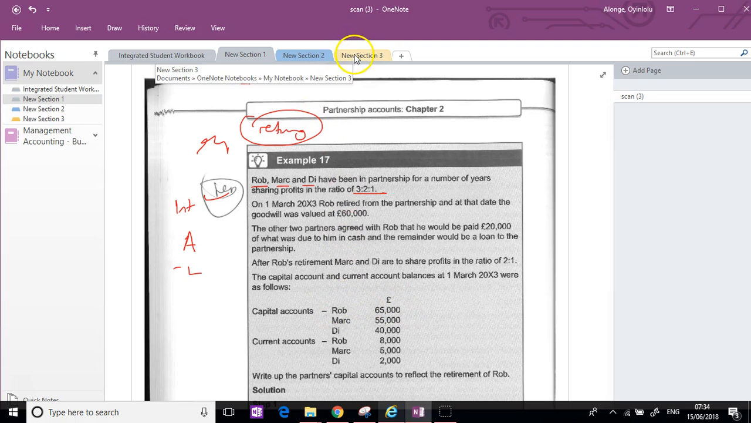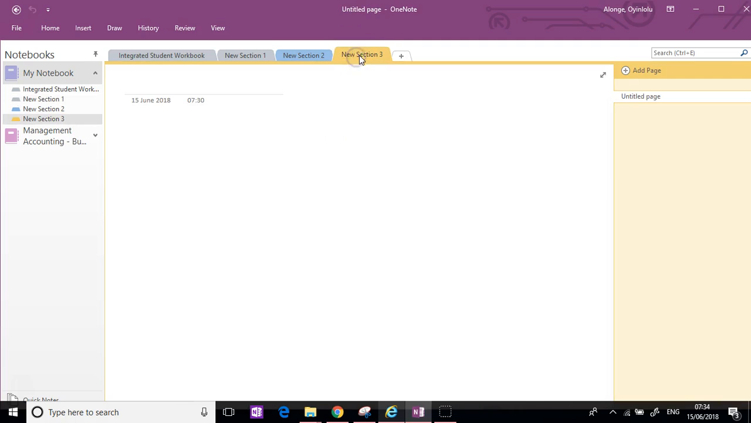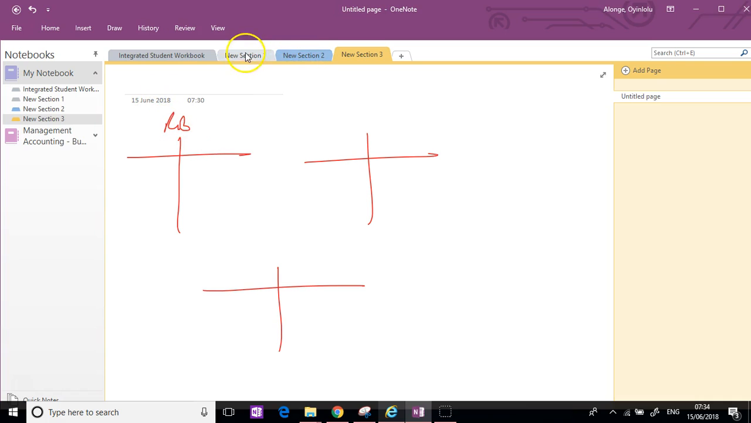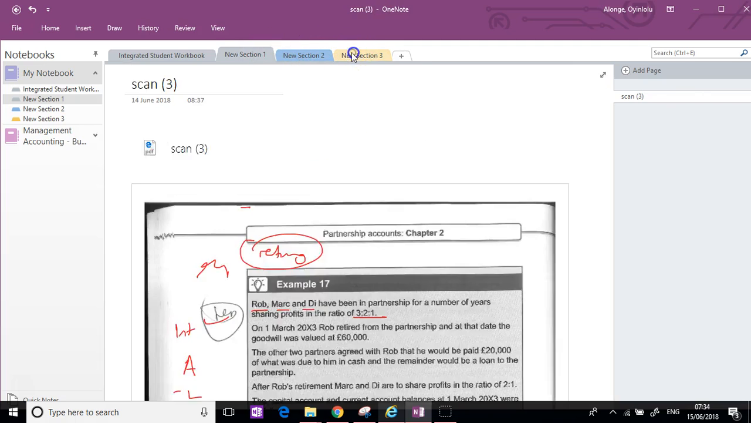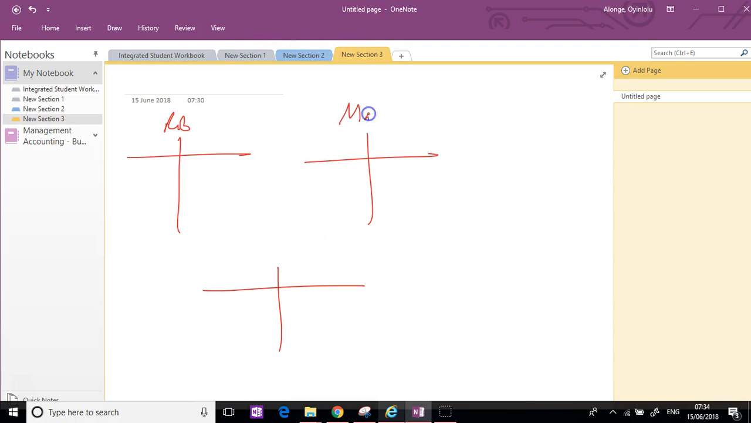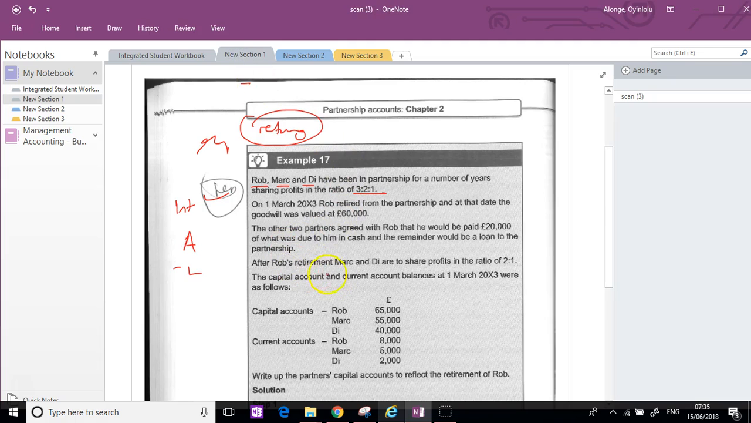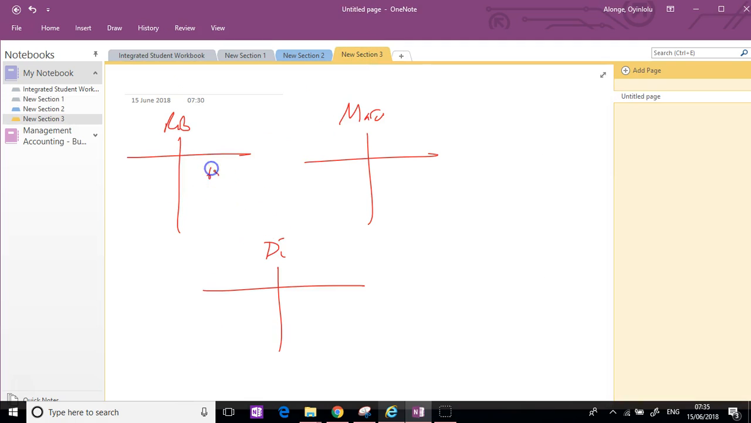I'm just going to go to a new page and teach it, and then go on to the example, so you can see this in your textbooks. But again, I want you to be able to do it both ways. Rob, Mark, and D: I want you to be able to, at any time, pull up a blank piece of paper and just draw out the accounts easily without even thinking about it. So capital accounts, Rob, Mark, and D: 65, 55 and 40.